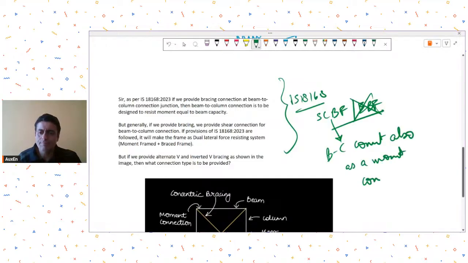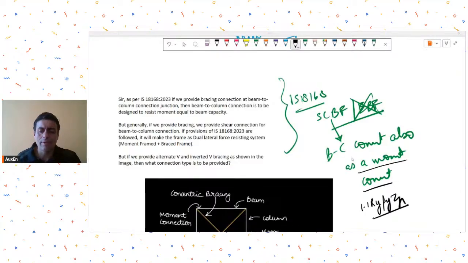Okay. So this is the requirement of IS 18168 as of now. This is a slightly, I would say, stringent requirement, because then you end up having very heavy beam to column connections, because you have to design them not only as a moment connection, but, if I remember correctly, for 1.1 times Ry times Fy into Zp of the beam.